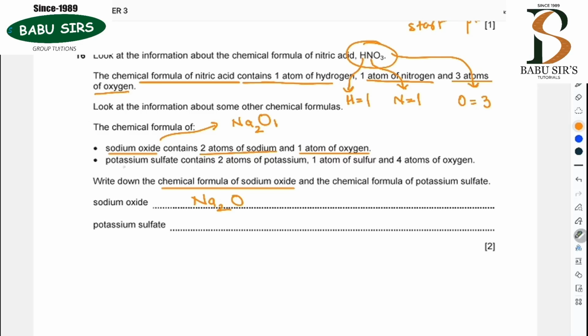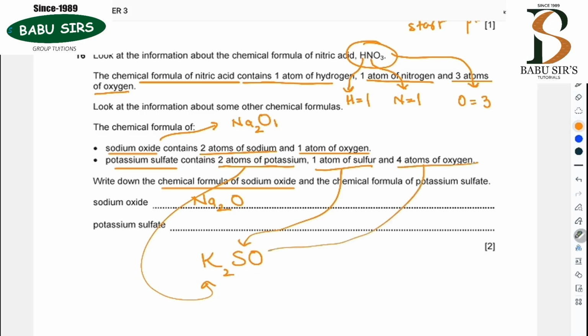One more they have told us, write down the chemical formula of potassium sulfate. So potassium is K and sulfate is SO. If you don't know also, still they have given here 2 atoms of potassium. So potassium you will write it 2. 1 atom of sulfur. So sulfur you will write it 1. If you don't write 1, it is okay. And oxygen, how much is it? 4. So oxygen you will write it 4. So this is the formula of potassium sulfate.